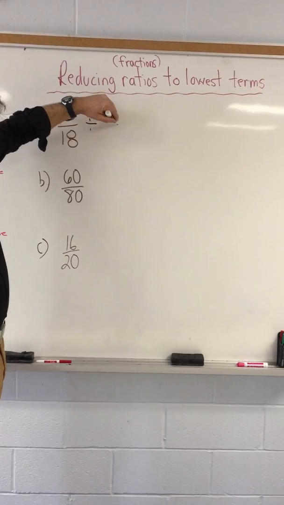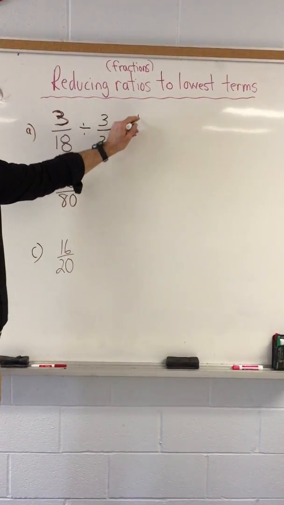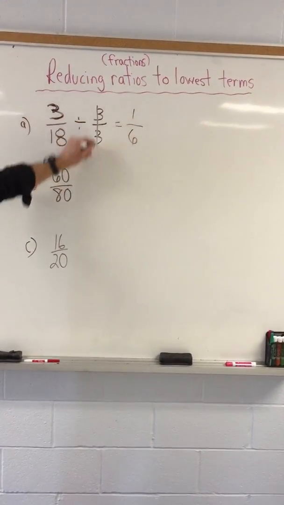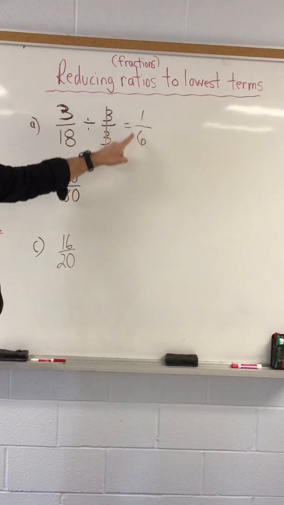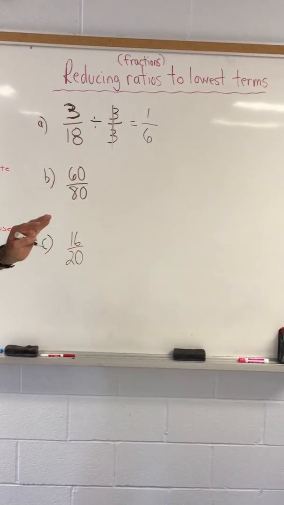So 3 divided by 3 equals 1. 18 divided by 3 equals 6. So we cross that out, and now we have 1 over 6. And there's no number other than 1 that goes into both of those numbers. Okay?